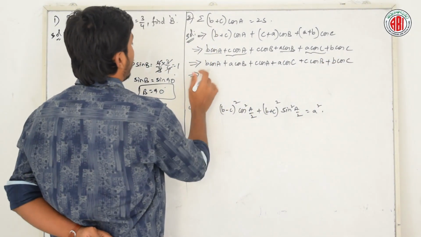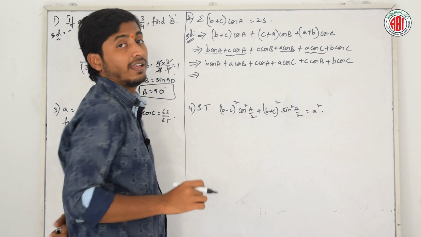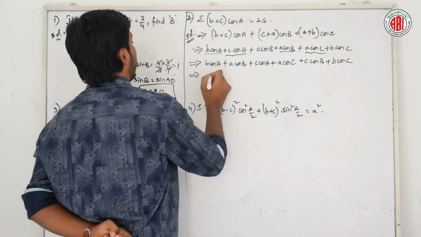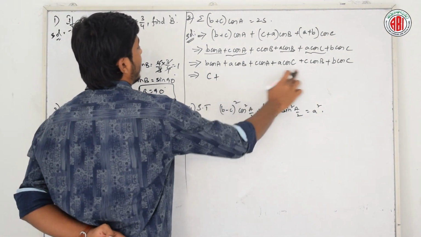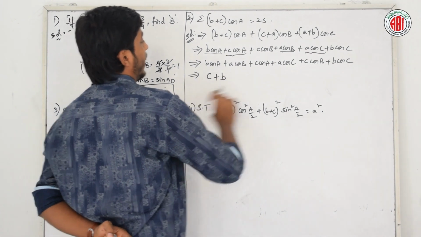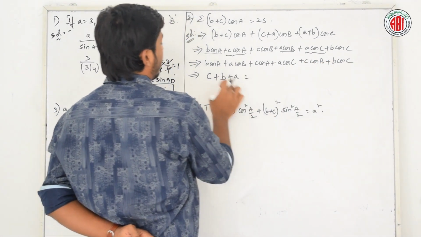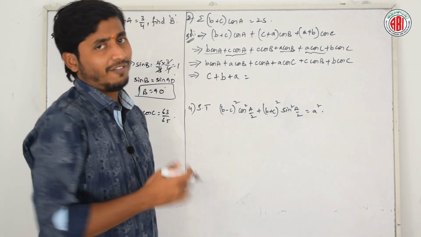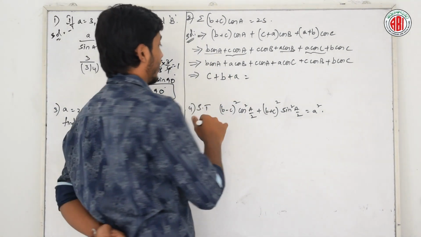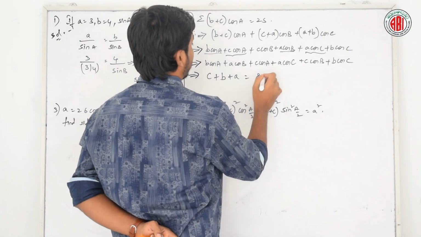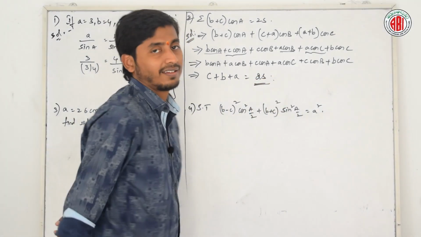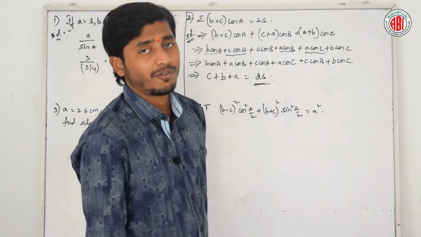Now tell me, what is this B cos A plus A cos B? That is nothing but C. Plus here, C cos A plus A cos C is nothing but B. Here C cos B plus B cos C, that is A. Now tell me, what is A plus B plus C? We are studying about this from our childhood age. That is nothing but 2s. Did you understand? Shall we move on to the next problem?